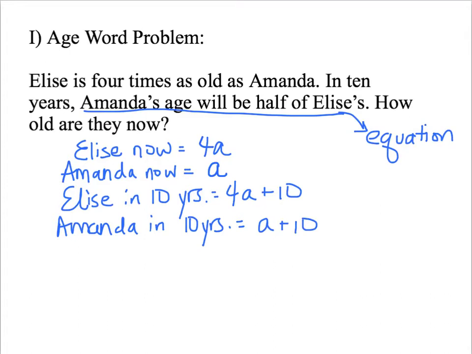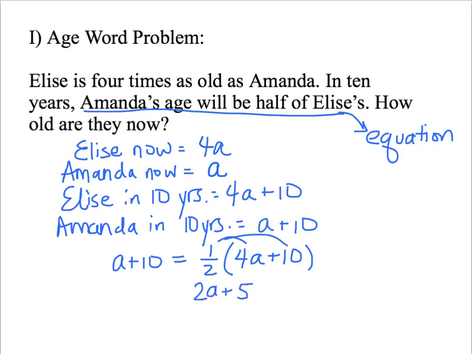Now I'm going to look at the rest of that sentence. In 10 years, Amanda's age will be half of Elise's. So Amanda's age in 10 years will be, as my equals sign, half of Elise's age in 10 years. And there we go. This is a nice one with the fraction because when I distribute, my fraction will be gone. And this is an easier problem to solve at that point.